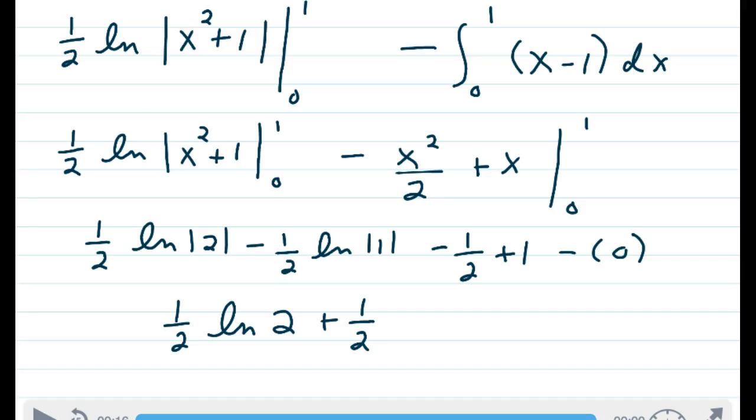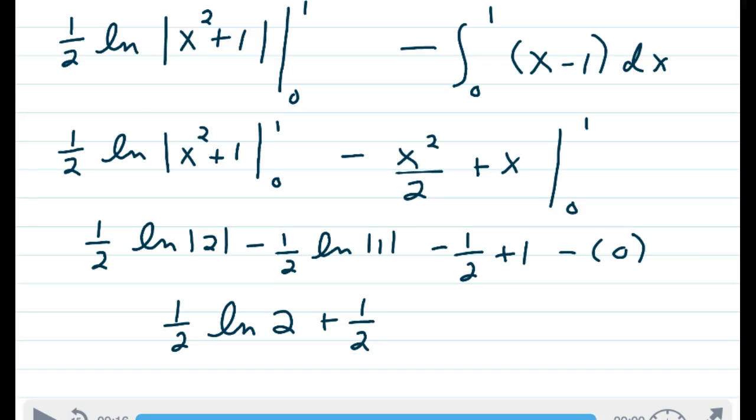And pausing for a minute, we'll take a look at the second integral, which is minus the integral from 0 to 1 of x minus 1 dx. That becomes, distributing the negative, x squared over 2 by the power rule. Minus 1 becomes plus 1, and the integral of 1 is x. Again, now we evaluate both of those answers from 0 to 1.